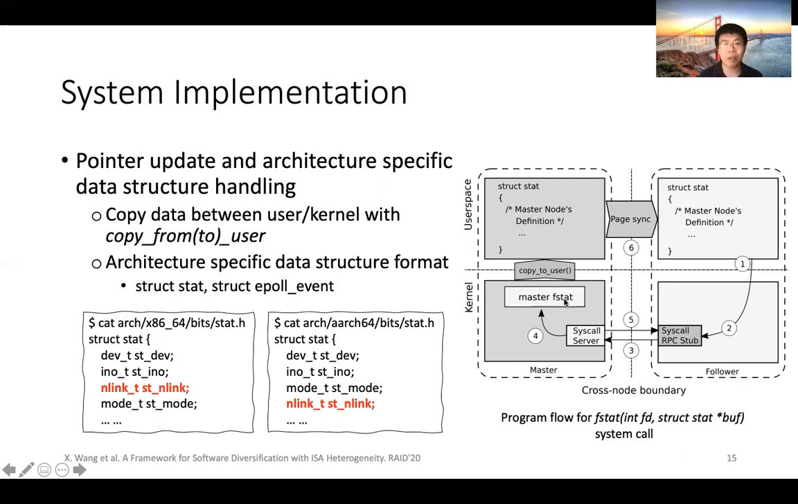On the original node, because these data structures are different on each architecture, we will do this kind of format conversion. And on the master side, after it prepares this data structure, it calls its own copy to user to the user space, and the user space memory is synchronized between the nodes, so that synchronizes this data structure to the user space in this way.